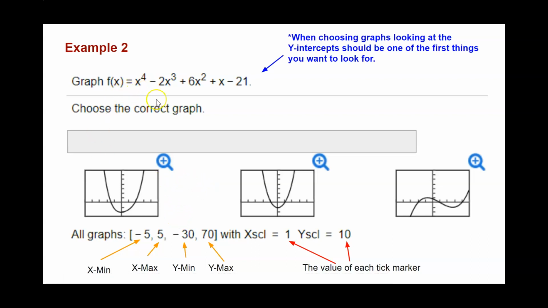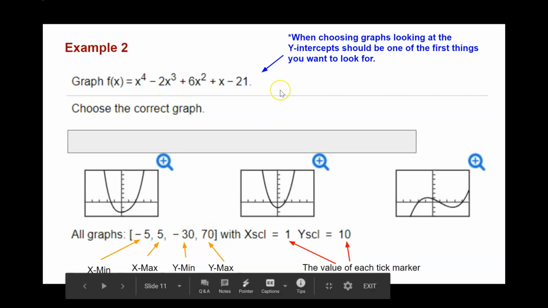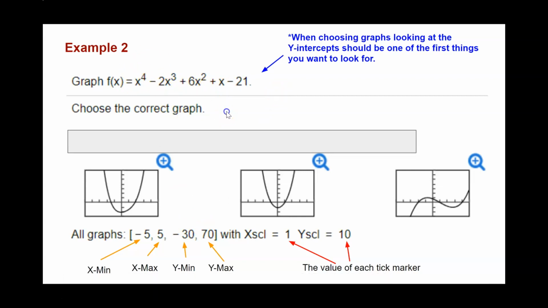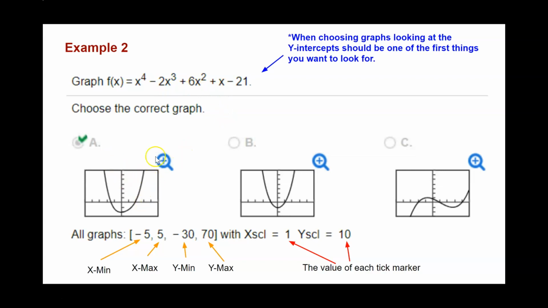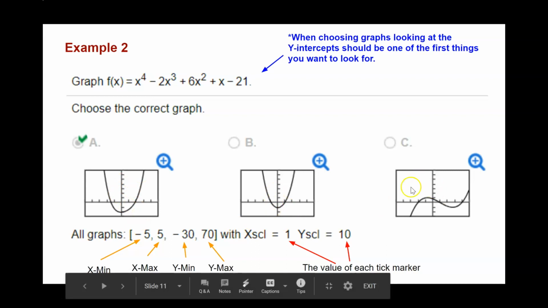So just to give you an understanding of what some of this stuff means in MyMathLab Plus here, given an equation, we're going to put this in our calculator. MyMathLab Plus wants us to choose which one of these pictures looks exactly like this function. The way you have to do this is you have to pay attention to the scale that they give you in MyMathLab Plus: -5 to 5, -30 to 70. So let's look at that in the calculator.